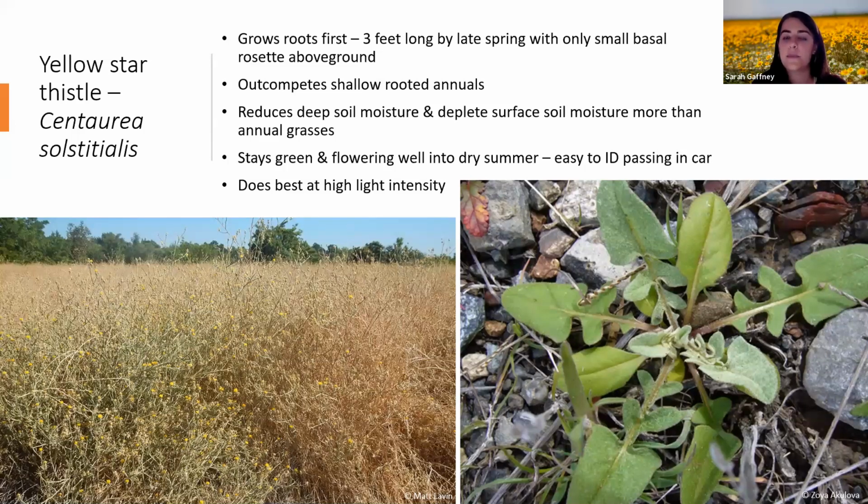soil moisture. They deplete the surface soil moisture well more than any of the other annual grasses can. And so they're changing all of the dynamics and the soil life that's going on in the soil because they're taking away so much of that water. And because of this, they stay green and flowering well into the dry summer. So if you're driving along I-80, for example, and you see all of the dead brown grasses, but you see a flower that is very green still, most likely that's going to be yellow star thistle. And they love disturbance. So that means they love it when the ground is laid bare and there's no other plant life there, and they thrive at having a ton of light available to them. And that makes management kind of hard.